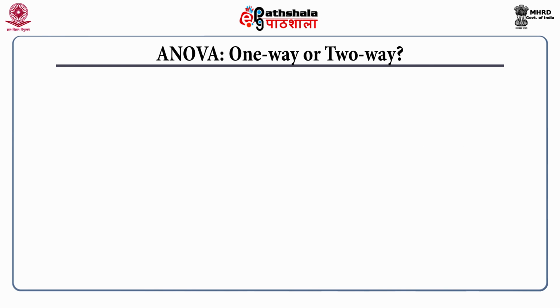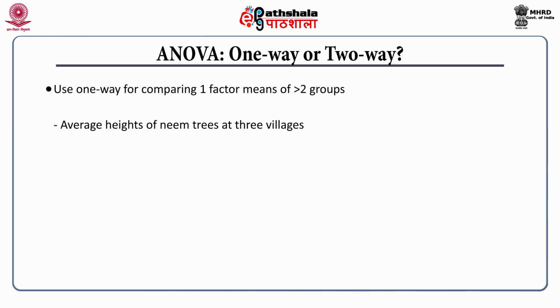So which ANOVA should I use? Is it one-way or two-way? It depends upon how many factors there are, right? One-way ANOVA is for comparing one factor means of more than 2 groups. For example, average height of the neem trees at 3 villages, or average groundwater arsenic levels at 4 districts in Gujarat. Here the response variable is only one, that is average height, right? But there are factors, the other variable, right? There is actually a treatment variable. Here the treatment variable is one in both cases.